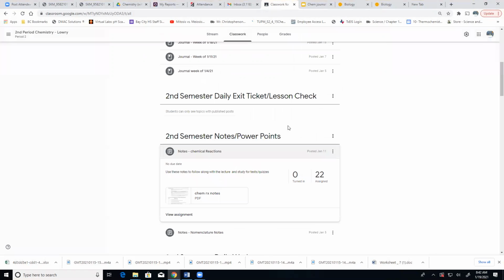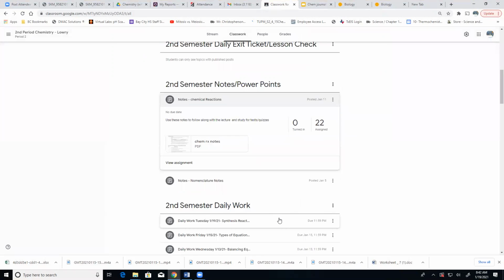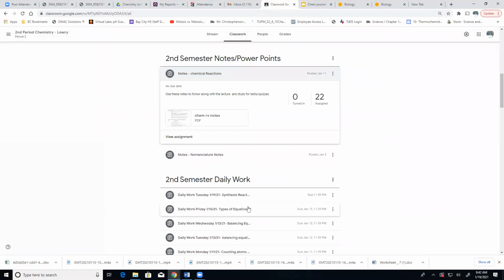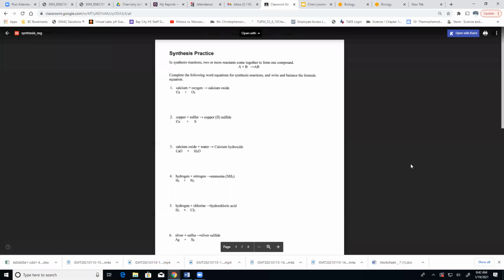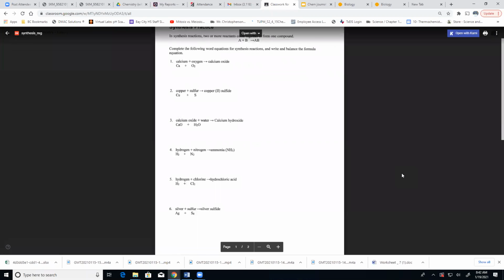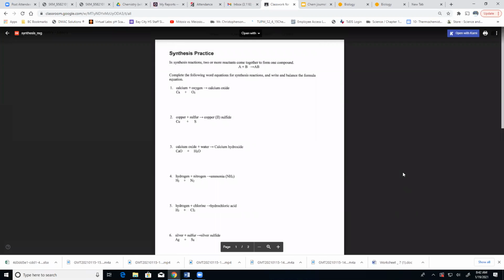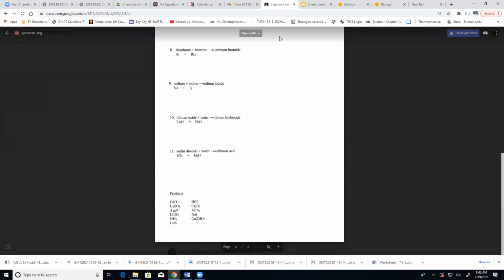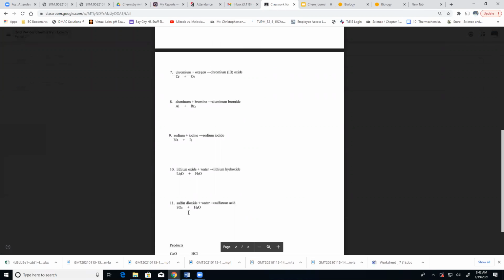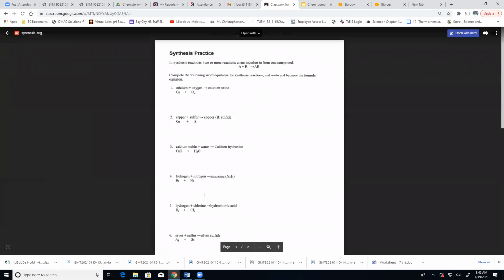All right, so virtual students, if you'll go into daily work. Today's the 19th. We're going to be working through these equations and we're going to be finishing them, and then you're going to need to balance them. And like I was telling my students, if you look at the second page at the bottom, that's where you're going to be pulling your products from. So once you use one, then scratch it out so you won't use it again.